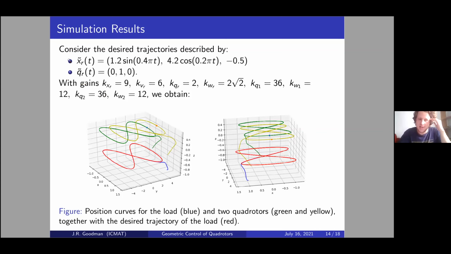So in this case, we're taking our desired trajectory for the load to be this Lissajous curve, or tracking something like an infinity symbol. And this in the plot is denoted by the red curve here. And we're also taking our load attitude to just be a constant vector. And using that strategy from before, we were able to obtain the following set of gains. And these are the simulation results integrated numerically with Euler method in Python. So in particular, this blue curve down here is the actual trajectory for our load. The green and the yellow are the trajectories for the quadrotors, which weren't something we were too concerned about, but they also track fairly well.